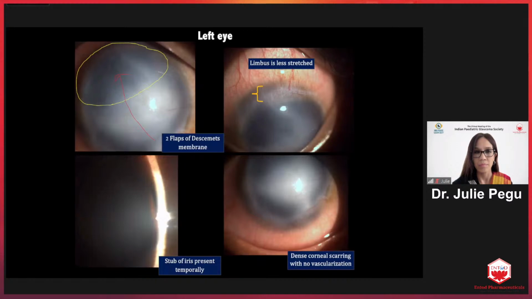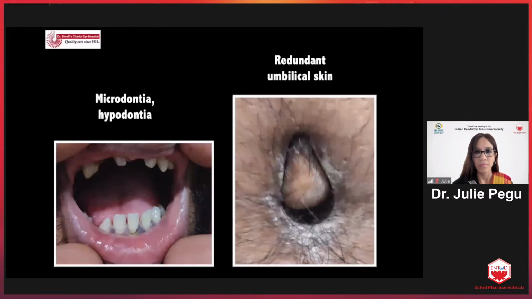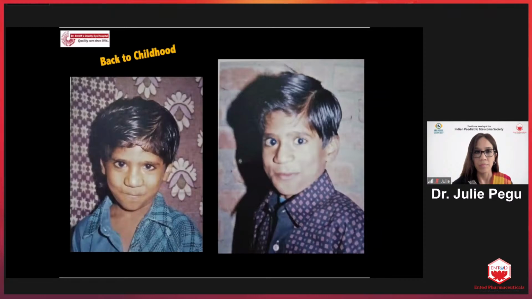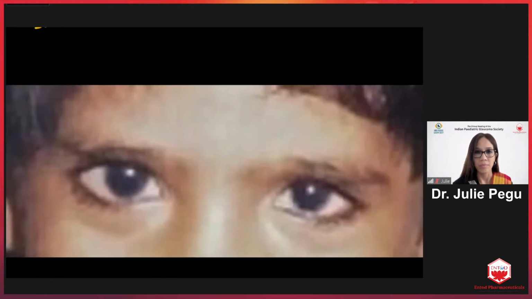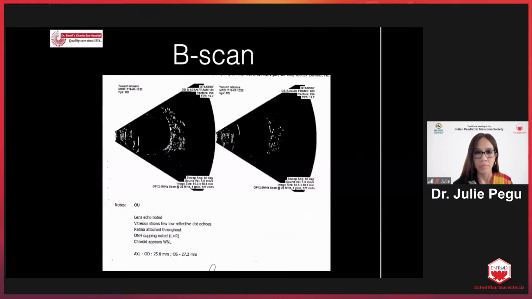The left eye examination revealed dense corneal scarring and 2 flaps of Descemet's membrane detachment extending from 12 o'clock to 3 and 9 o'clock. The eye had aniridia with a stub of iris present temporally. Systemic examination revealed maxillary hypoplasia, microdontia and hypodontia, and a redundant umbilical skin. When we looked at his childhood photographs when he was 10 years old, the cornea in both eyes appeared clear with no evidence of enlarged corneal diameter.